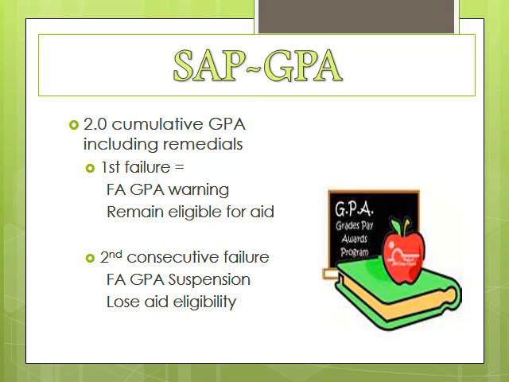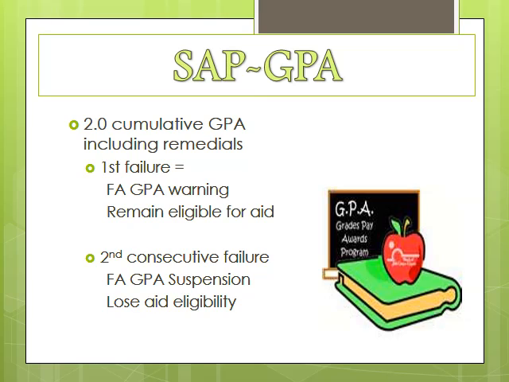Financial aid requires students to maintain a cumulative average of a 2.0. We have to include remedial credits. And the admissions office does not include remedial credits, so you're likely to see a slight difference in your GPA with us as opposed to the admissions office. But we have to go with the financial aid GPA because it does include those remedial credits.